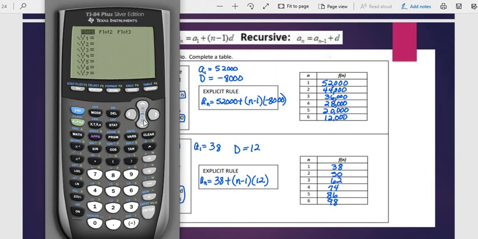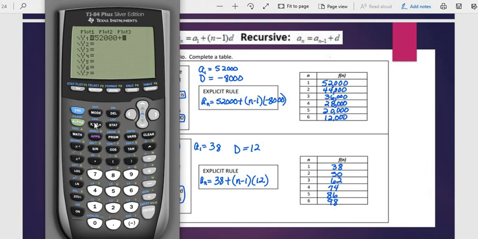If any of these plots right here are blackened in, it will not work. So simply cursor up to whichever one is blackened in and hit enter, and cursor right back off, and it will not be blackened in. So make sure none of these are blackened in. So I'm going to type in the explicit rule of 52,000 plus. Now, when we're working with the graphing calculator, we cannot type in the letter N right here.